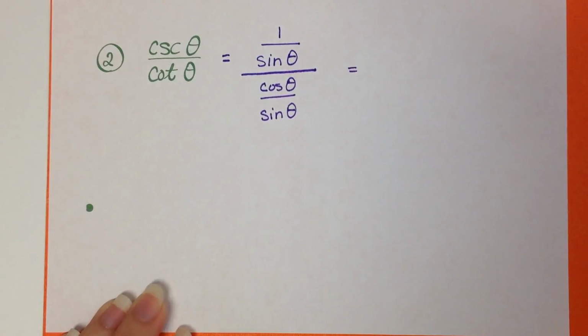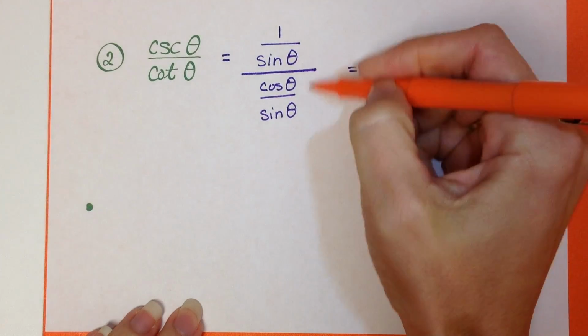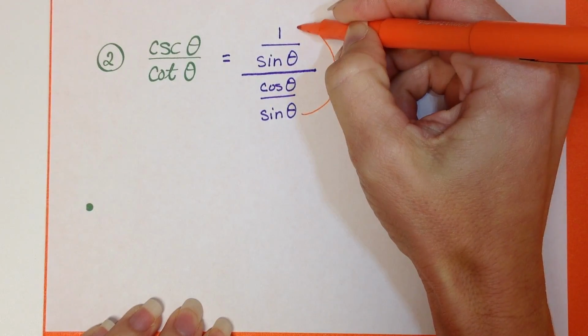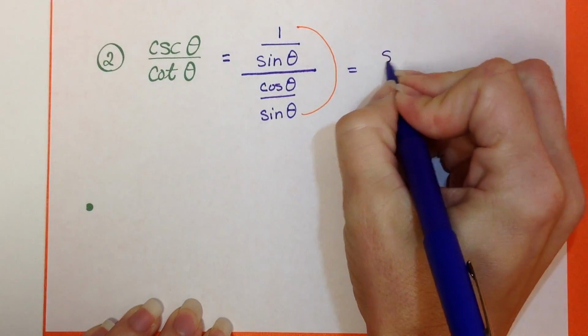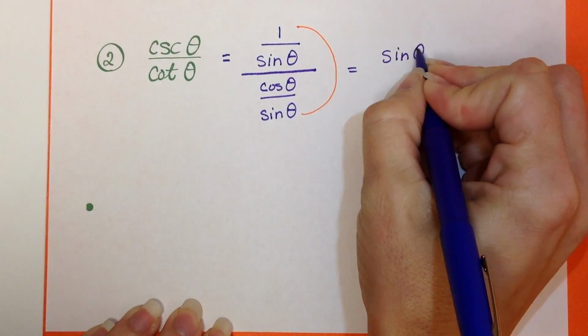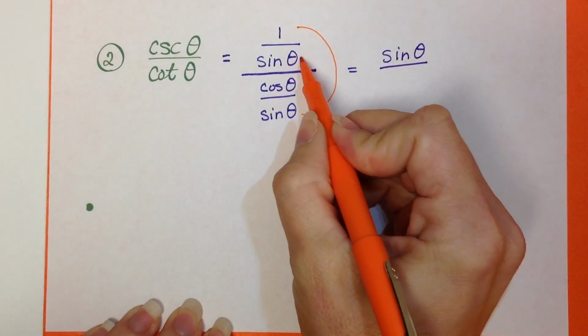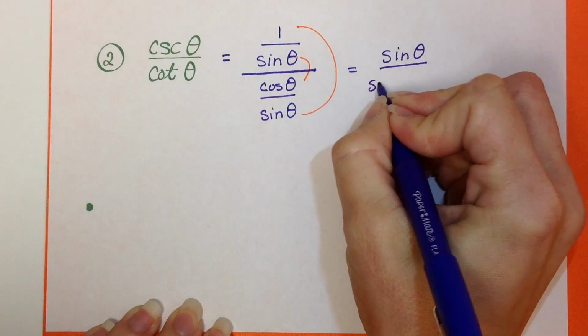Okay, now we need to simplify this. Now, I showed you a little shortcut back in an earlier lesson, when you have a fraction divided by a fraction. Remember, you can multiply the very top times the very bottom. So, of course, 1 times sine will give me sine. So that's going to be your numerator. And then we need to multiply the ones that are in the middle. So I do sine times cosine.